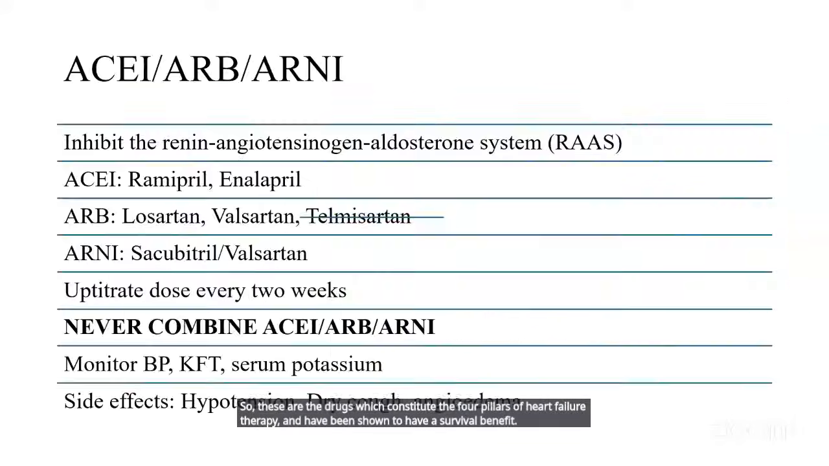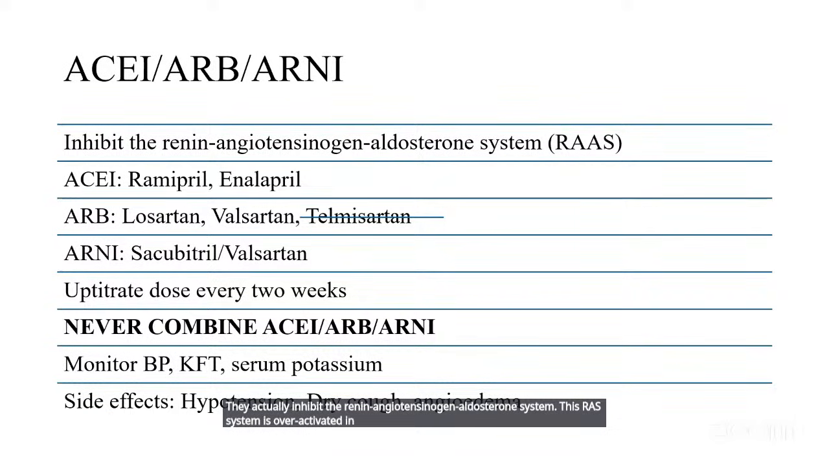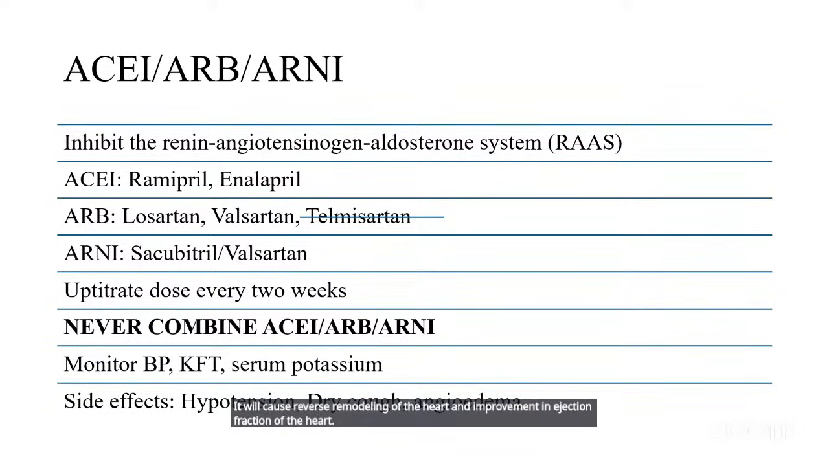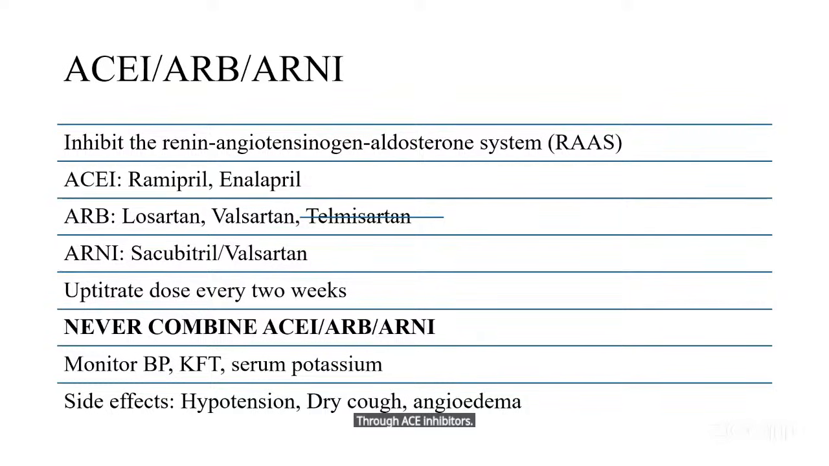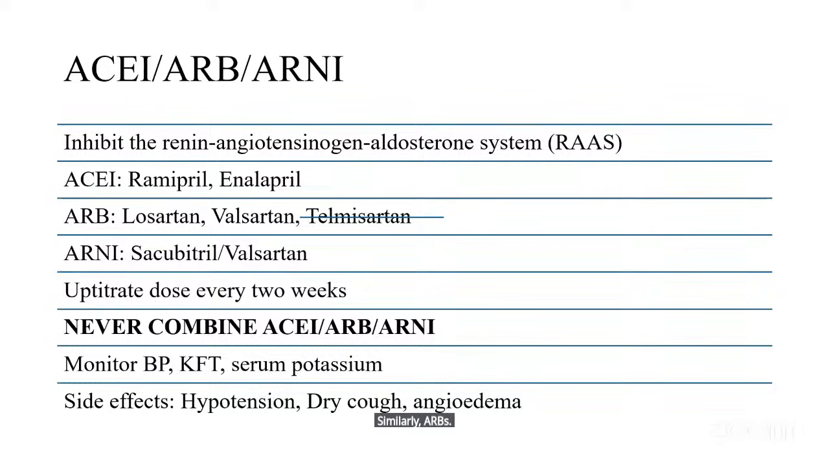Coming to the first drug class, ACE inhibitors, ARBs or ARNIs, they inhibit the renin-angiotensin-aldosterone system. This RAS system is overactivated in chronic heart failure and it causes adverse cardiac remodeling. If we inhibit this system, it will cause reverse remodeling of the heart and improvement in ejection fraction. ACE inhibitors, the most commonly used drugs we know, are ramipril and enalapril. Similarly, ARBs include losartan, valsartan, and telmisartan.